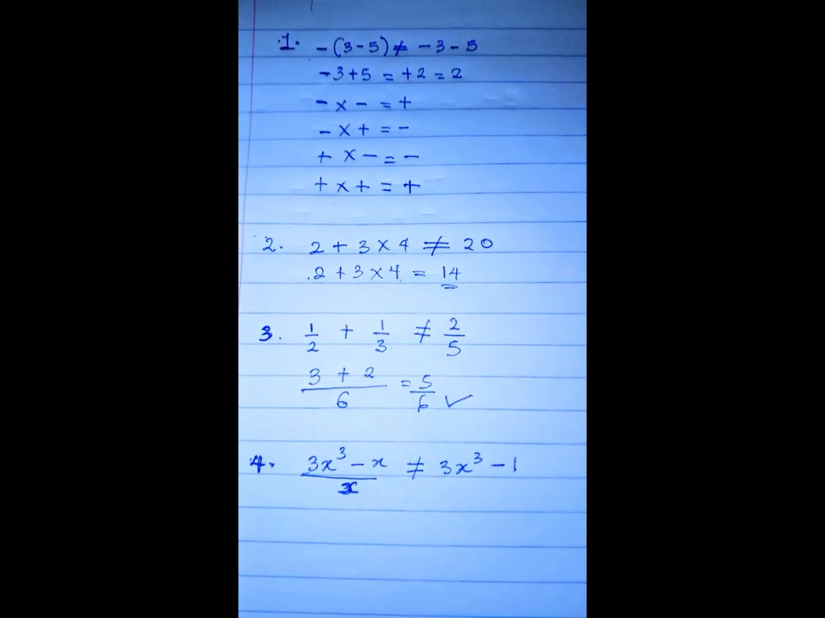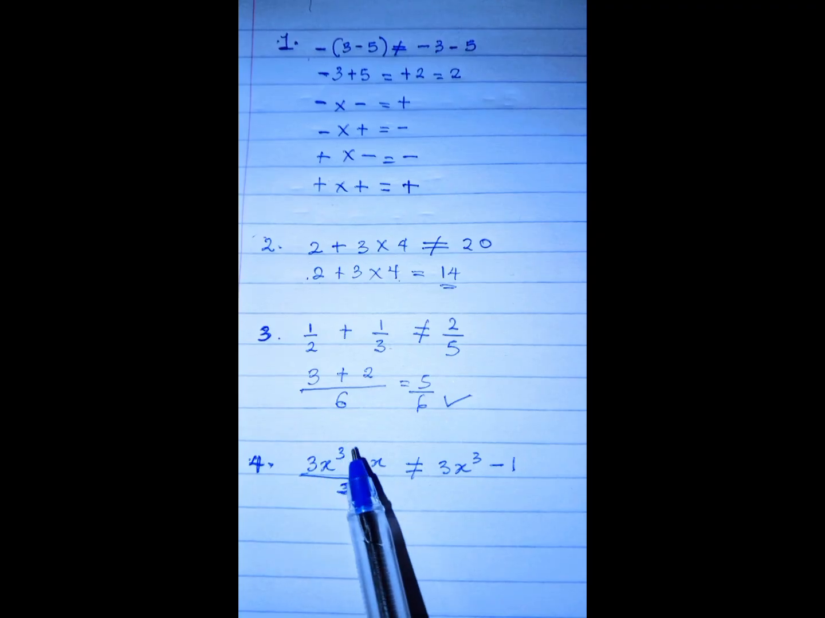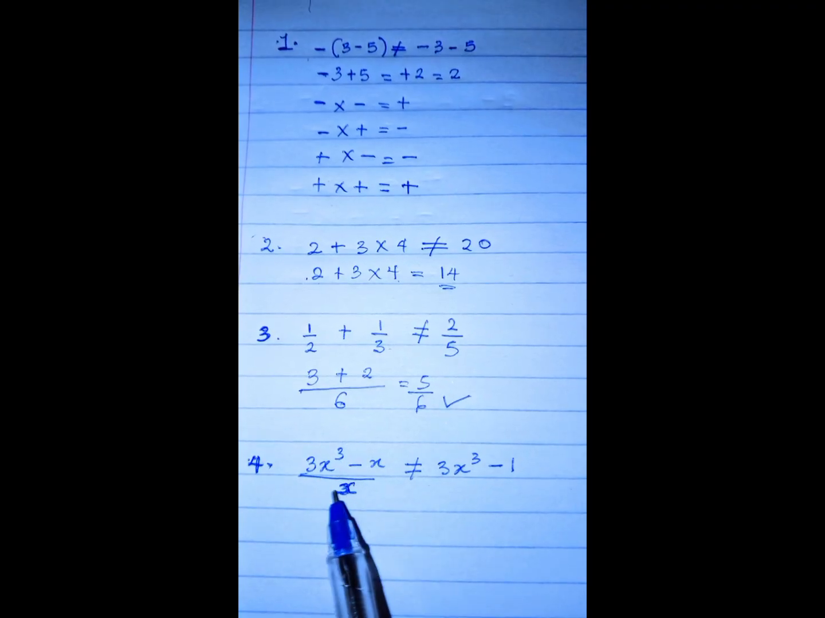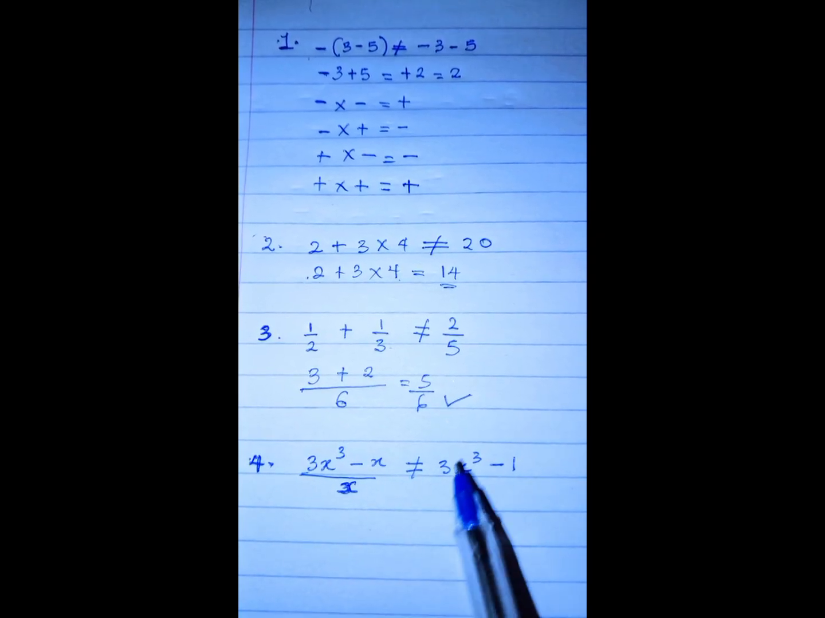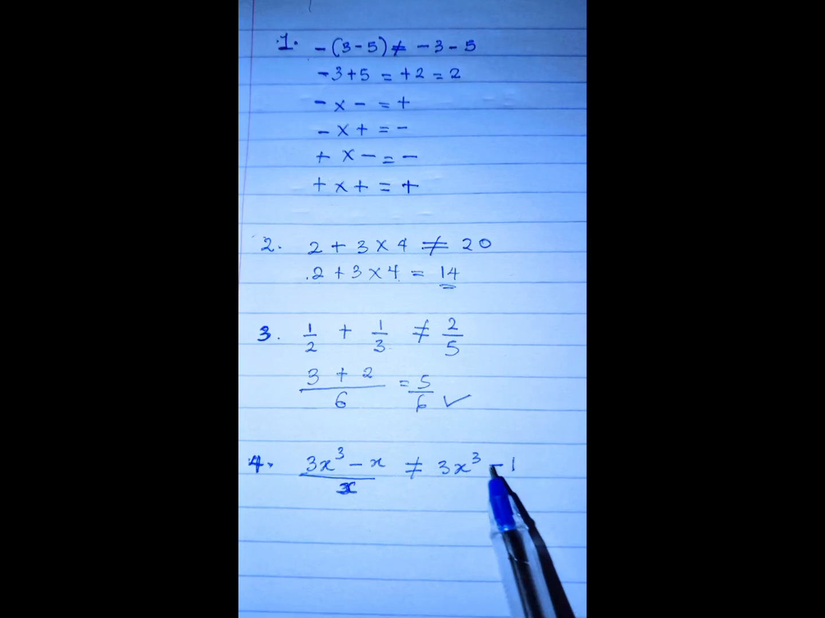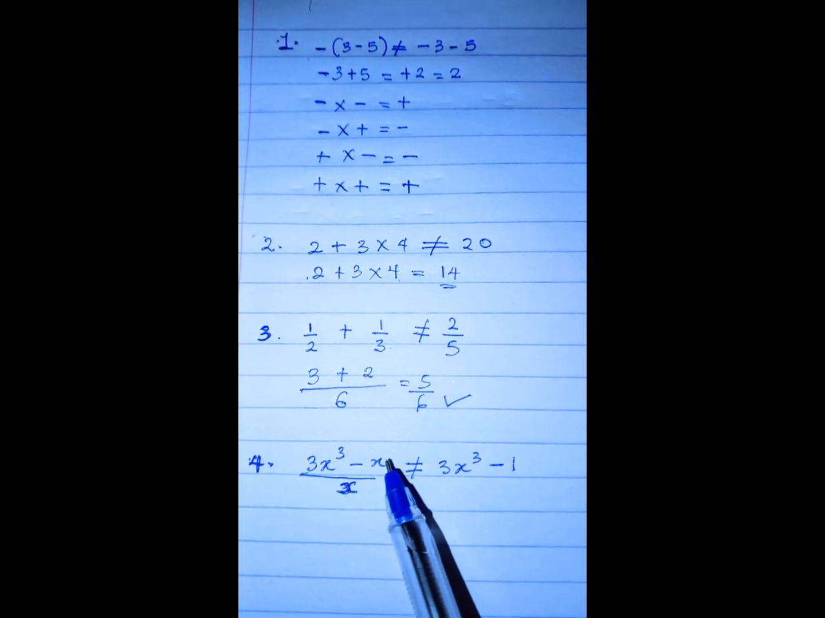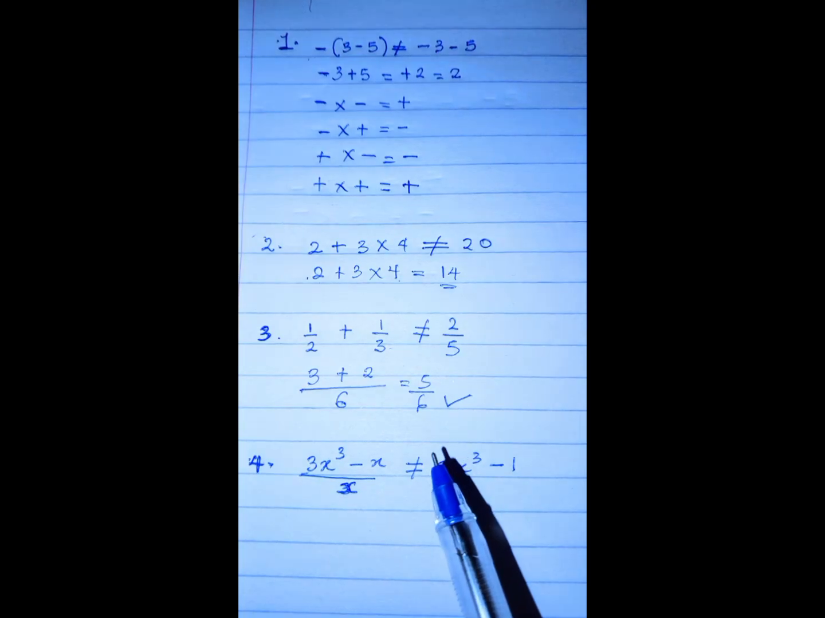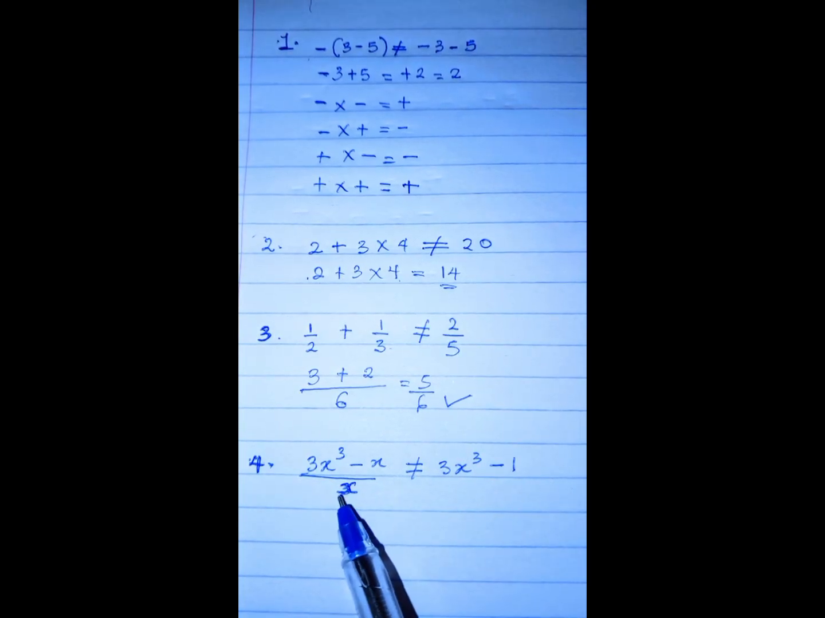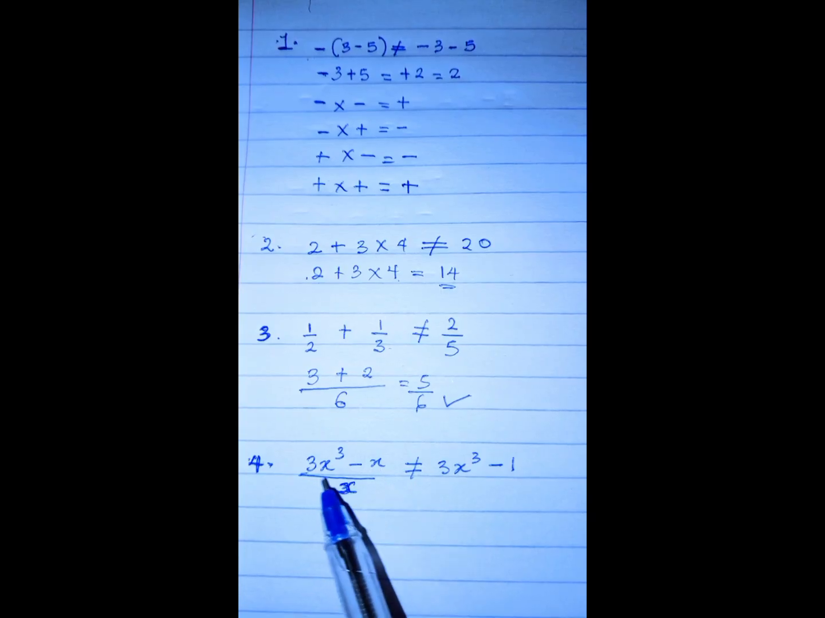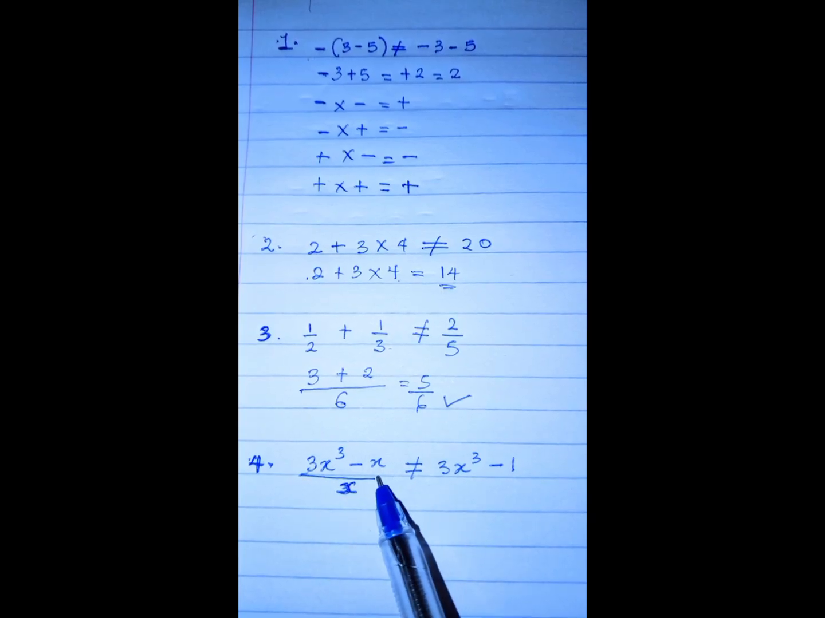So the next on the list is 3x cubed minus x all over x is not equal to 3x cubed minus 1. Most people do this. You cannot divide this and this only. It's not how it's being done. So this x here, you're dividing this and this. This one is dividing this and this. That's how to solve this.